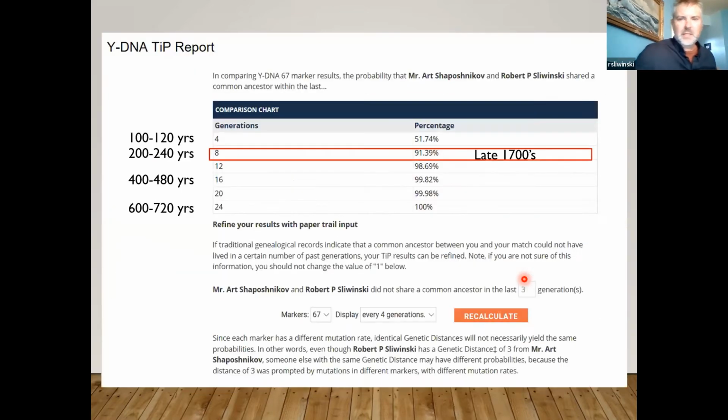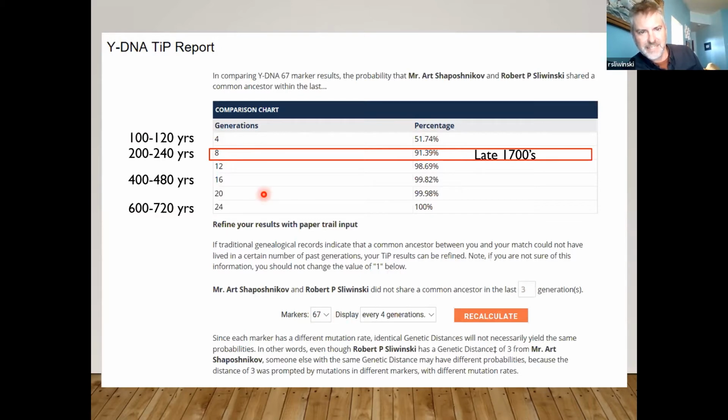Okay, let's talk about the YDNA TiP report. Okay, you're comparing 67 markers of 2 people, and let's focus on this. At 4 generations, it's a 51.74% chance that we have a common ancestor. Now, I know for the last 3 generations, and I put that down here, that we don't have any common ancestors. So that's 67 markers and it displays every 4 generations.